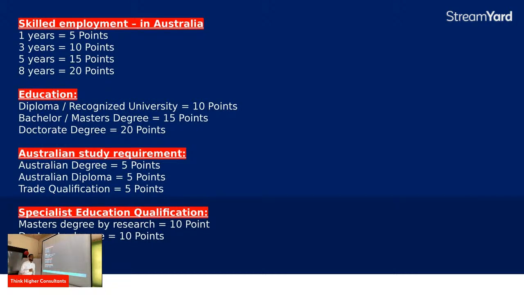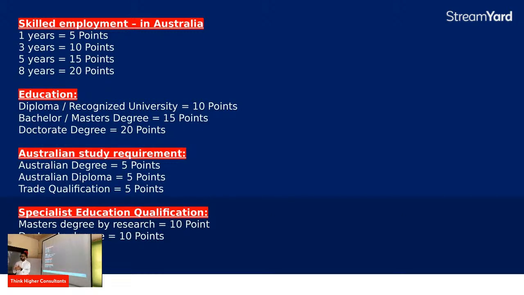Education, everybody knows about this one. It's quite common these days. Diploma gives you 10 points. Bachelor's up to master's, even master of research gives you 15 points. Then the next level goes to the PhD. PhD gives you 20 points.